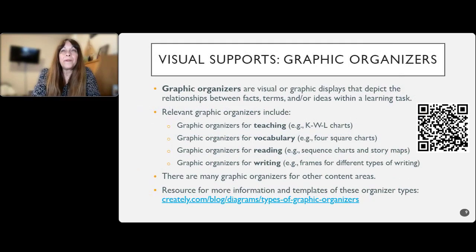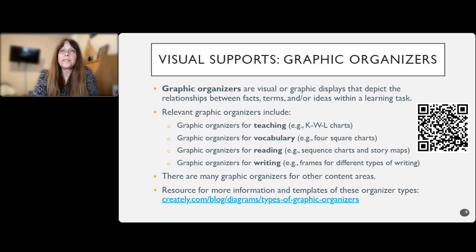As we think about graphic organizers, they are a visual support, and you're probably very familiar with them. There are several types of graphic organizers that can be used to support students when they're reading or writing. You can use your camera function right now to scan the QR code on the slide to access the website creately.com, where you will find samples of graphic organizers. It's up to you, or you can just access the website creately.com. But graphic organizers can be used for teaching, such as those KWL charts.